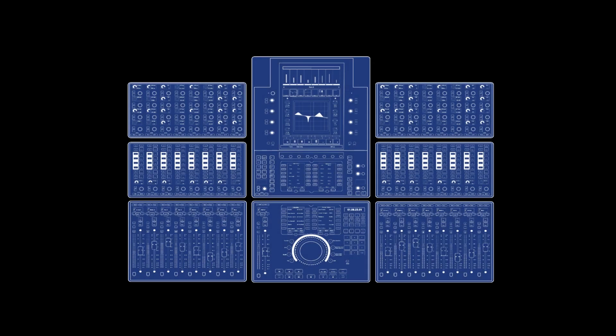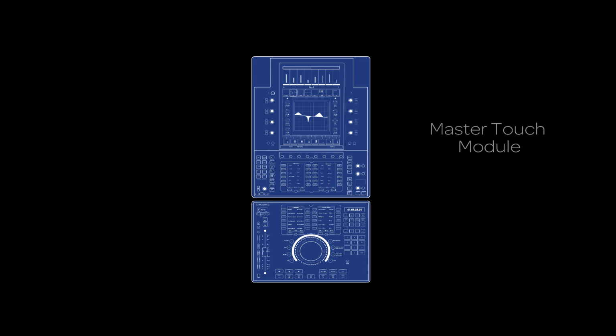An S6 console includes numerous different types of control, from a multi-touch screen to faders, encoders, and switches, giving users various ways to access control room monitoring functions on the surface. We'll take a look at the two most common ways using the Master Touch module and the Master Automation module.